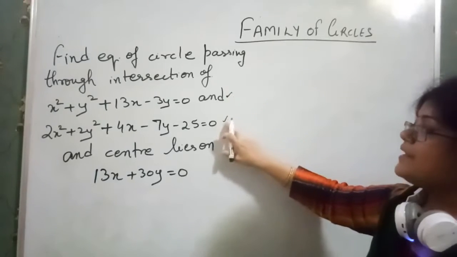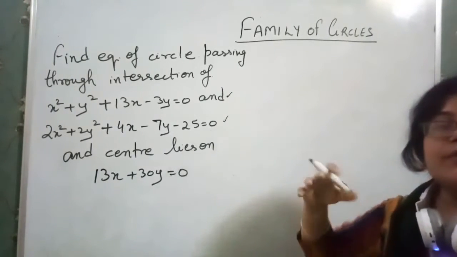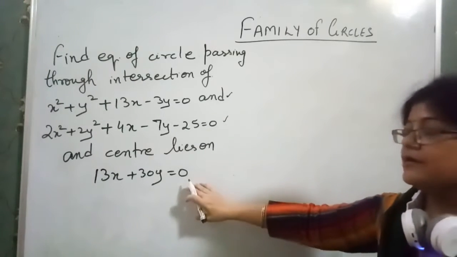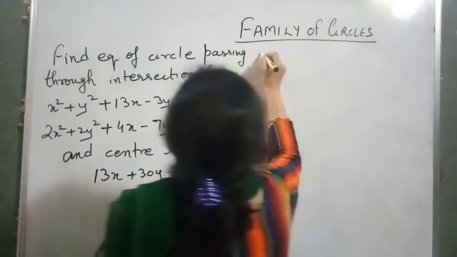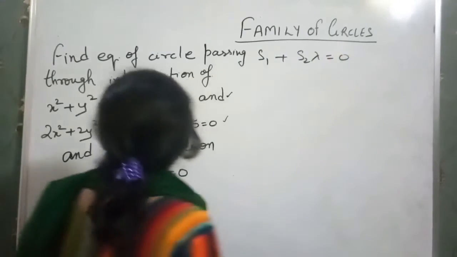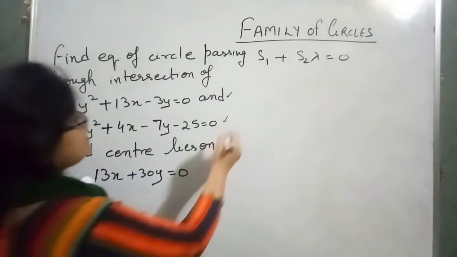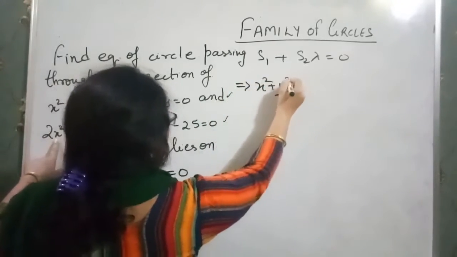So we have to find the family of circles for these two circles, and from there we find the coordinates of the center and put those values here to get the value of lambda. Just see how we do this. S1 plus lambda S2 is equal to 0. I again divide it by 2 because it is not in the standard form. Okay, so I will take it as S1. It's easy for us.